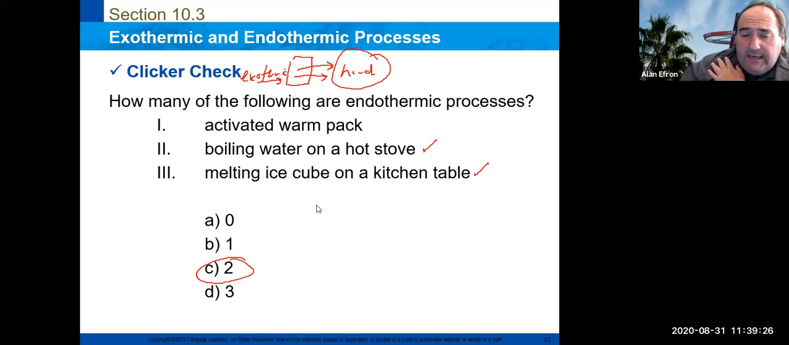Again, the first one is technically, in terms of the warm pack, exothermic for the reaction. Again, if you put it on your body or hand or whatever it may be, it would be endothermic for your hand or body in that sense. Any questions on those there?